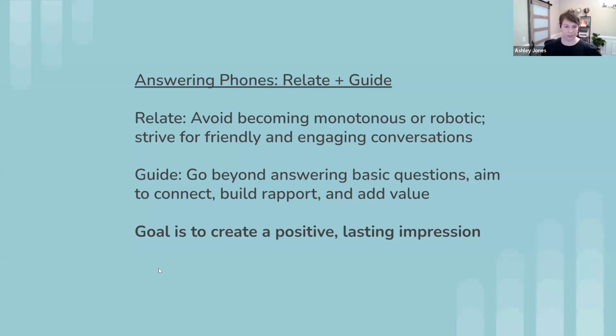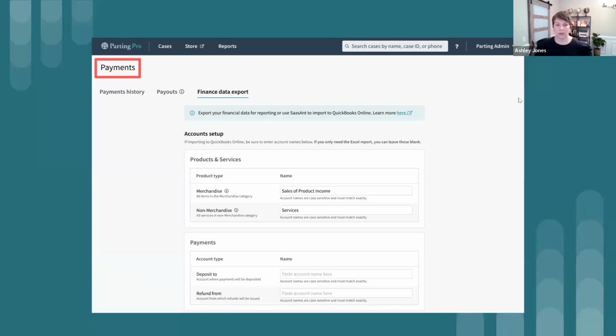go back. There we go. Okay. So on Monday, you'll get an email letting you know that this new feature is being released. And under your payments tab, so when you click on your name here, your payments tab, you're going to see this extra tab here that says finance data export. And what this is going to allow you to do is either download just an Excel sheet or use a software called SAS Ant, which will be able to take your information directly from Parting Pro and push it into QuickBooks, if that's what you're using to do your finances.